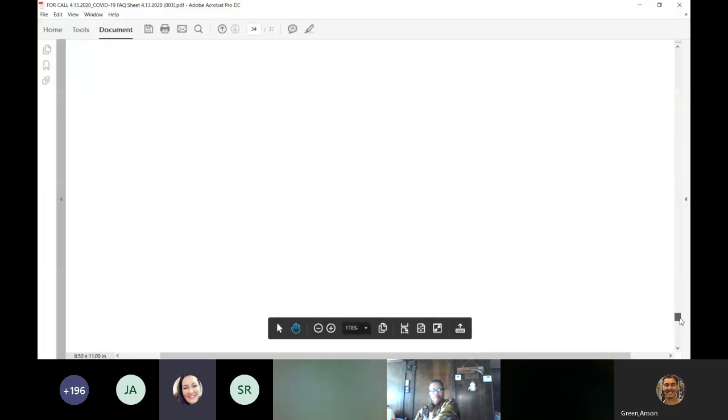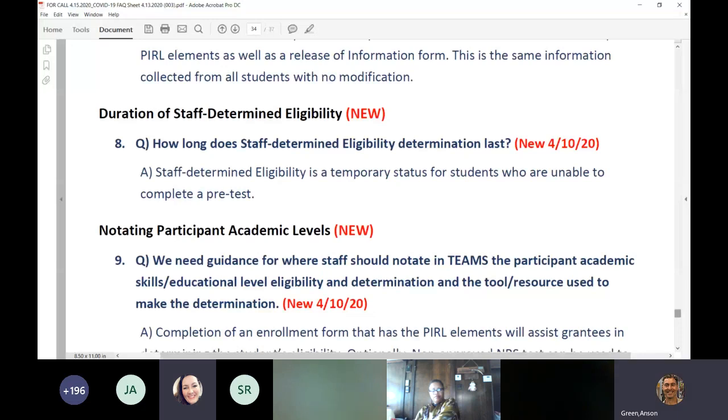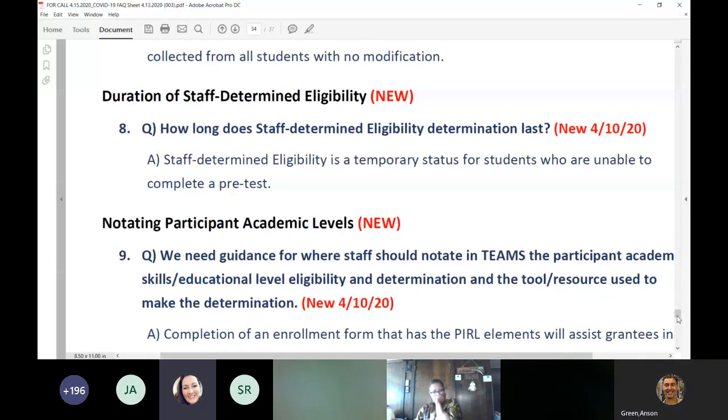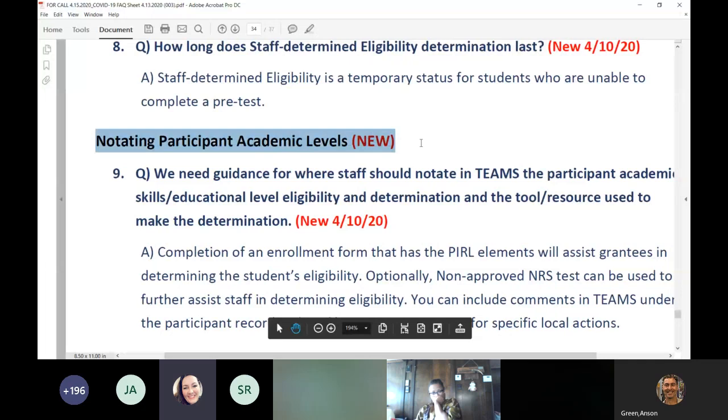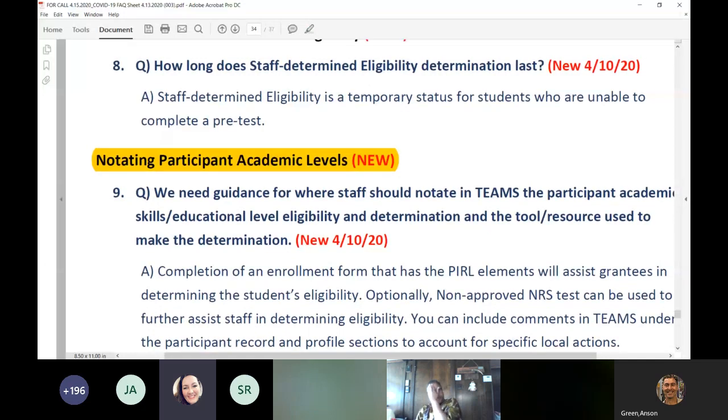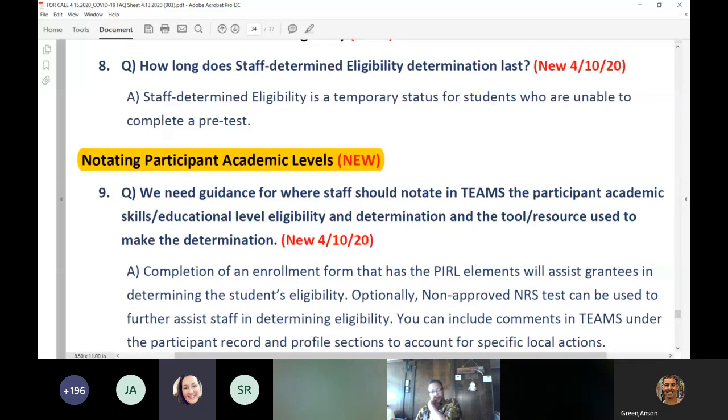Actually, it's right there. So people were asking about notating a participant's academic level. Somebody had sent in and said, we need guidance for where staff should notate in TEAMS the participant's academic skills or educational level when you're determining this eligibility piece that we're talking about. So there's really two things I would suggest. One, you're going to put it on the tracker.